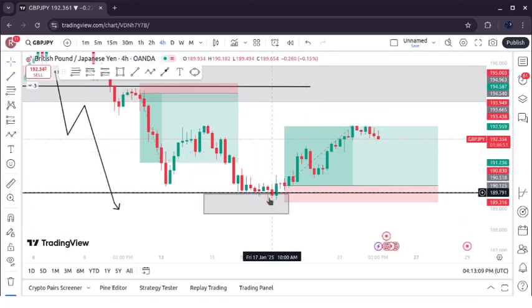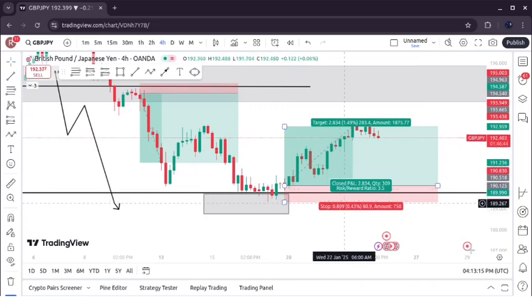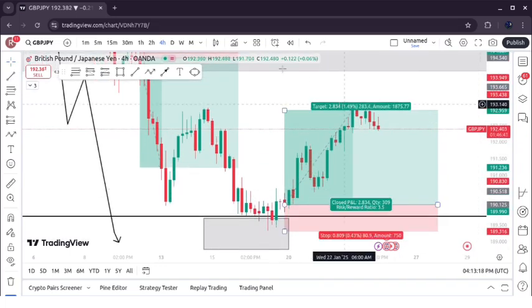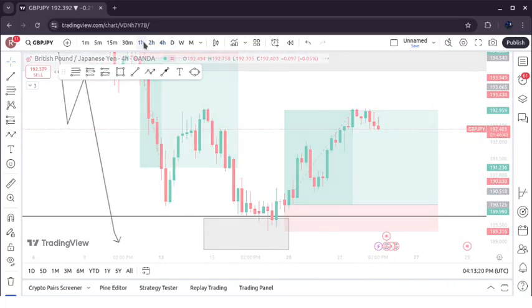But that should never stop you from taking that trade, simply because the retest is not yet visible on the daily time frame. So same thing here, we had a break and retest. Sometimes it's not very perfect, by the way.